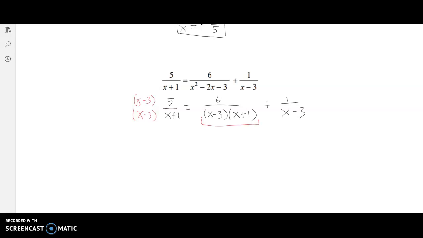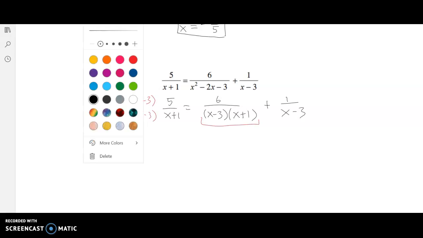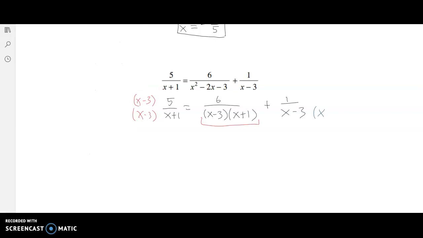Okay, so when I do that, let's talk about what I want to multiply this one by. If I want to get x minus 3 times x plus 1 on the bottom, on this side, I'm going to multiply by x plus 1 on the top and the bottom. That's all I'm missing in this fraction in order to get the bottom to be x minus 3 times x plus 1.